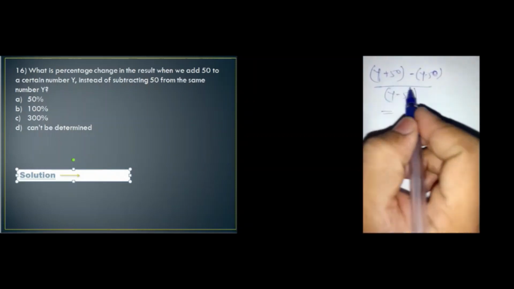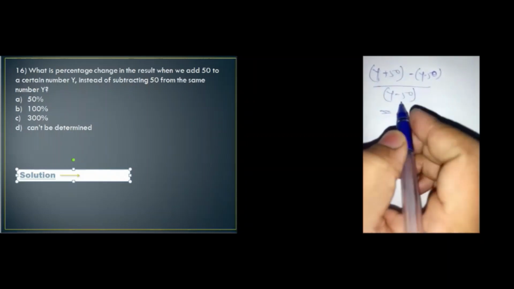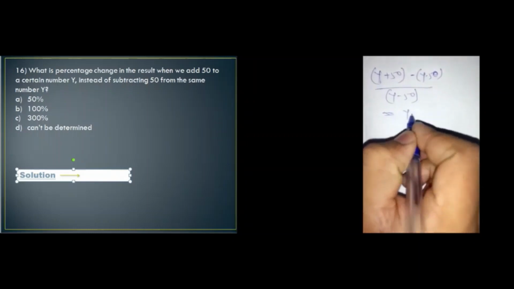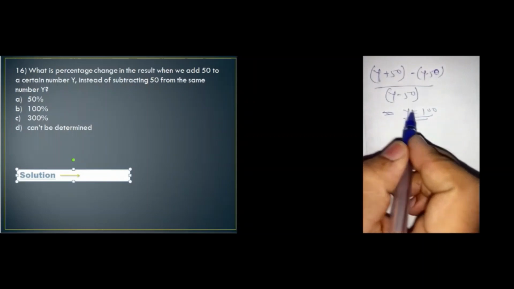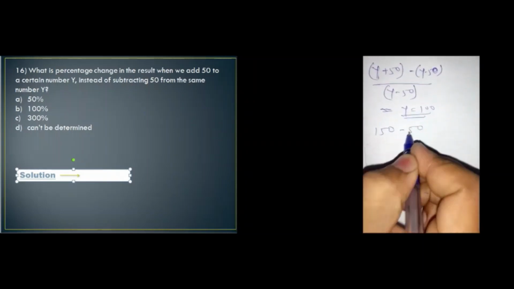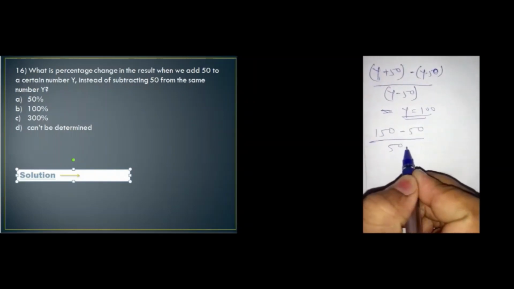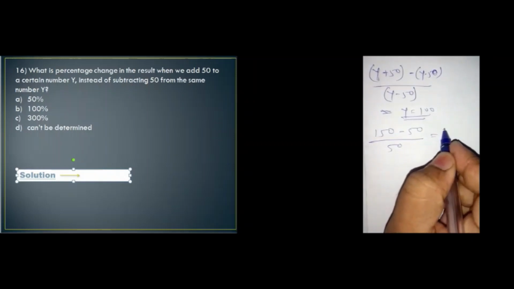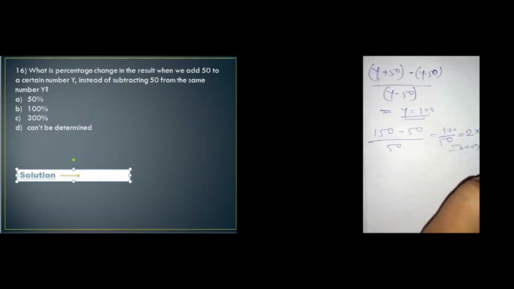When we try to solve this problem, we will not get the exact answer. So instead of solving this way, we will first consider one number, y equal to 100. When we add 50 to 100, it becomes 150, and when we subtract 50 from 100, it becomes 50. So 50 is the original number, so that is going to be at the denominator also. So it will be 100 divided by 50, so it will be 2 into 100, so it will be 200%.